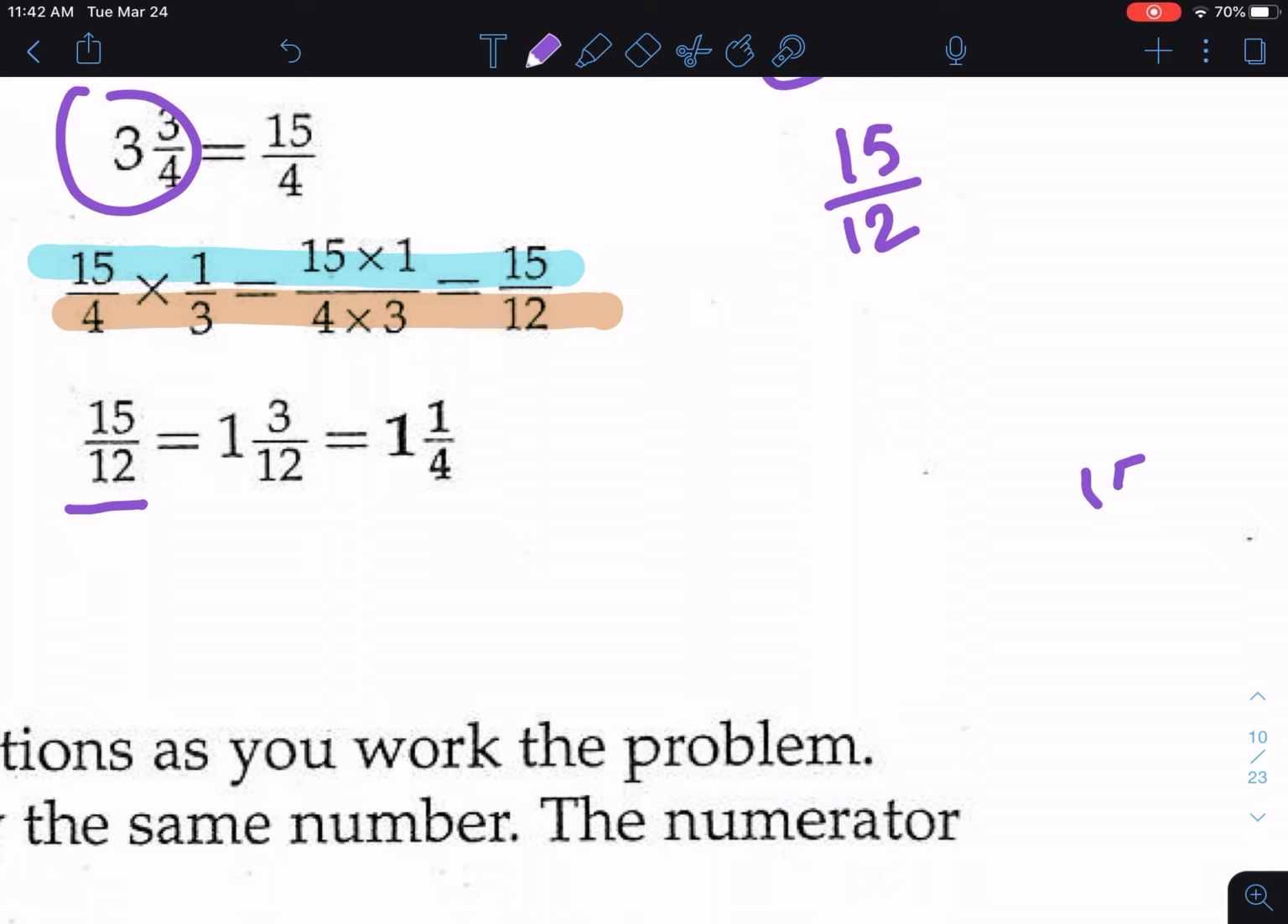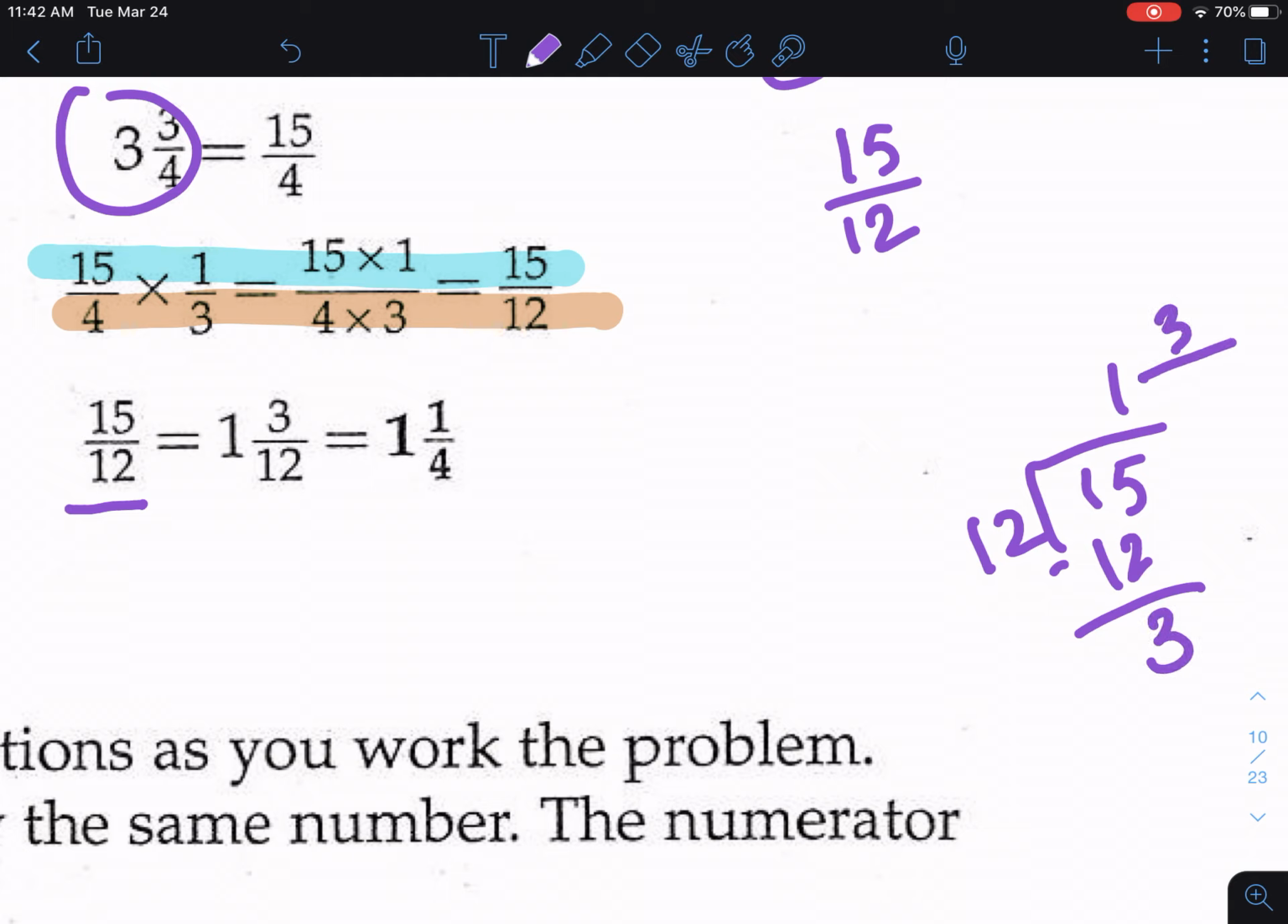We're going to do 15 divided by 12, because remember, this sign right here, that's a division sign. That's like saying 15 divided by 12 in algebraic terms. So 15 divided by 12. Well, let's try 1. 1 times 12 is 12. Yeah, that works. And 15 minus 12 is 3. So we're just going to keep that remainder. We're going to put 3 on top, and we're going to put our 12 on bottom. So I have 1 3/12.